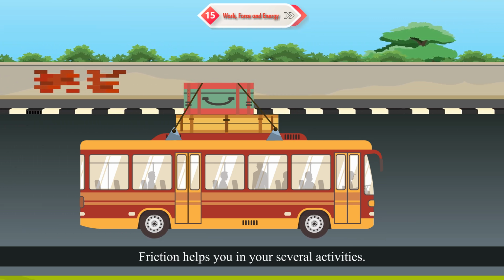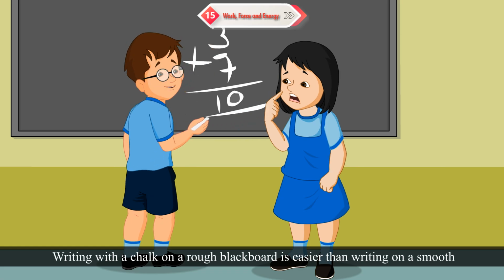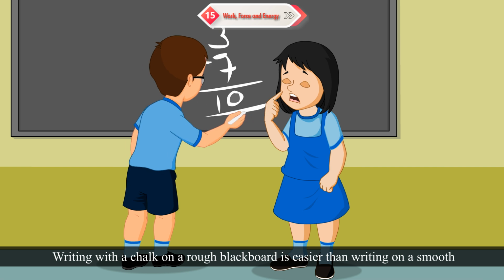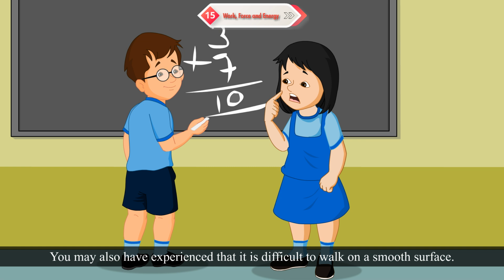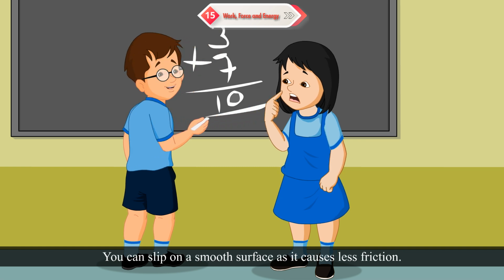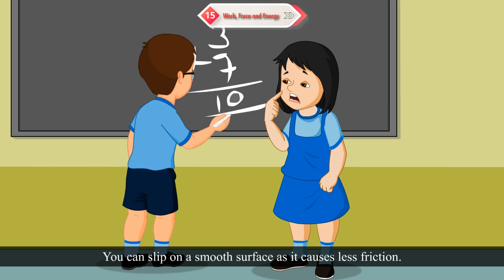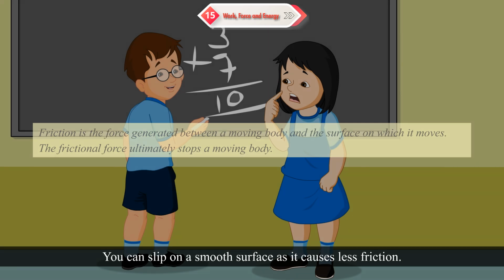Friction helps you in your several activities. Writing with a chalk on a rough blackboard is easier than writing on a smooth blackboard. You may also have experienced that it is difficult to walk on a smooth surface. You can slip on a smooth surface as it causes less friction. Friction is the force generated between a moving body and the surface on which it moves. The frictional force ultimately stops a moving body.